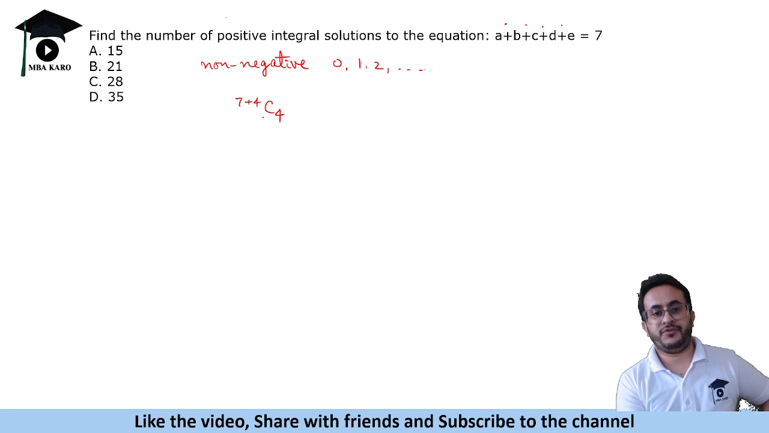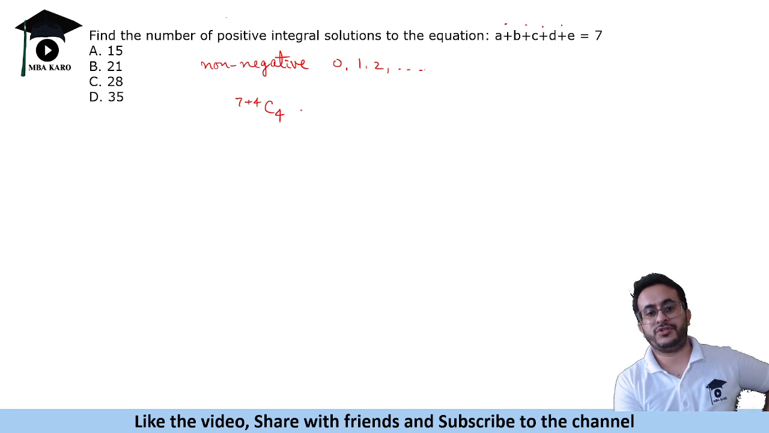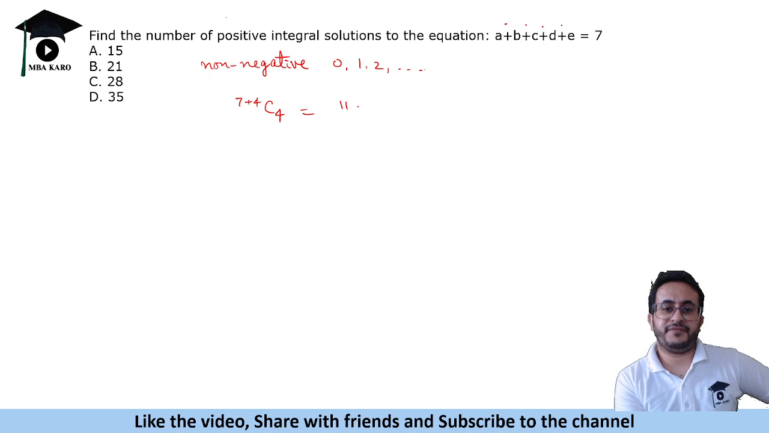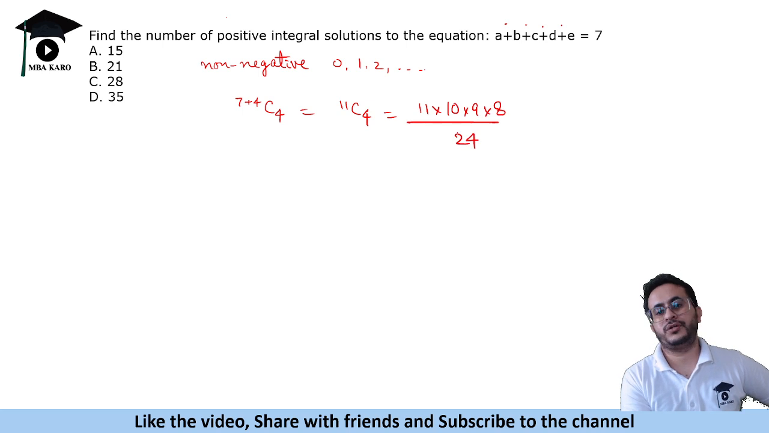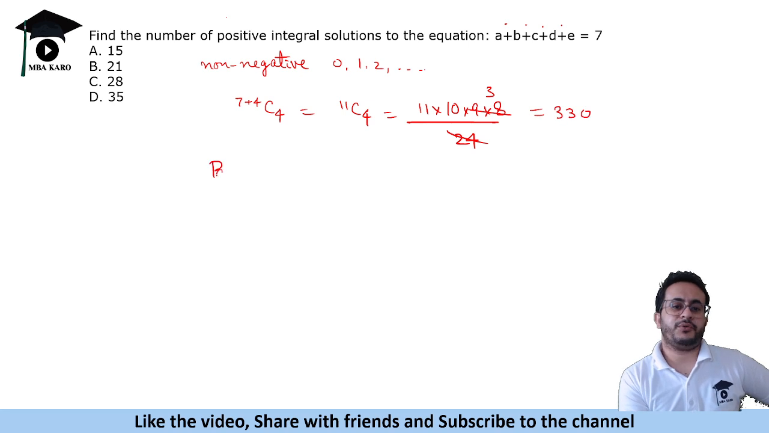So that will be the number of non-negative solutions. That will be 11 C4, which is 11 into 10 into 9 into 8 upon 24, so it is 330. But the question is asking about positive integer solutions.